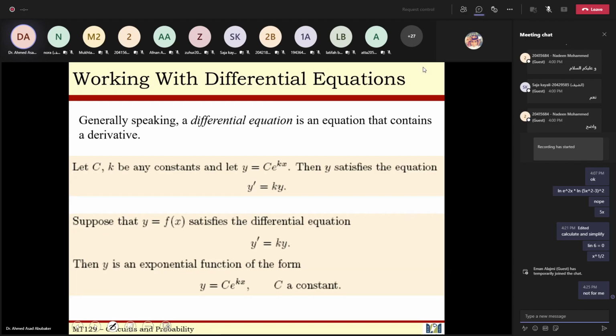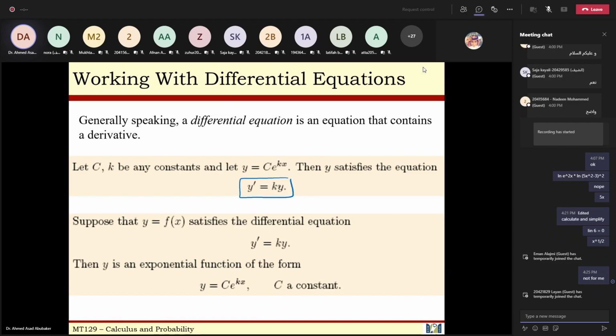Now differential equation. If we have y prime and y in the same equation, left hand side and right hand side, this is called a differential equation.